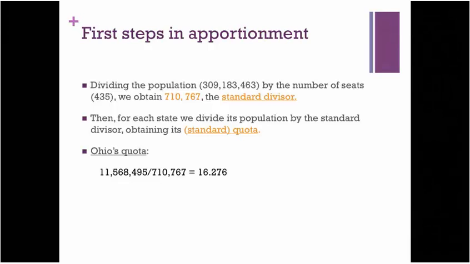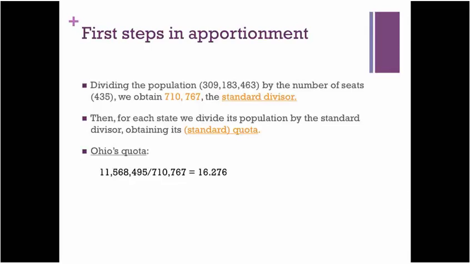That number is called the standard divisor. You see, no matter what you do, that's going to be the average number of people represented by one seat in the House of Representatives. That's the average size of a district in the House of Representatives.